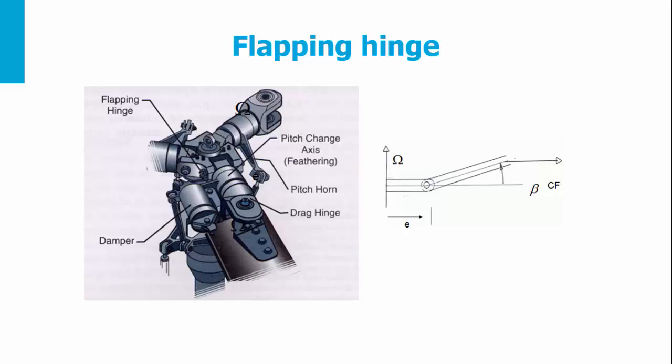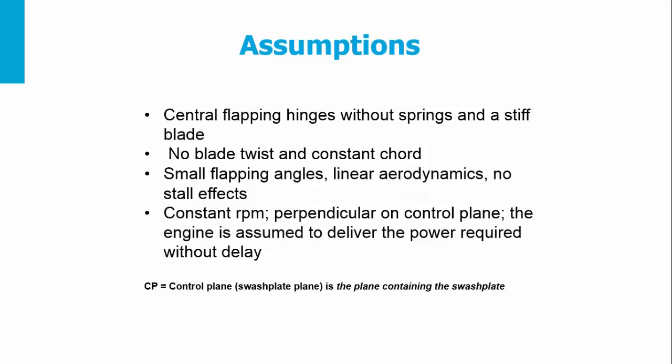We are going now to derive the flapping motion of the blade. The assumptions that we are going to make are the following. We assume that we are in forward flight. There are central flapping hinges without springs, and a stiff blade. No blade twist and a constant chord. We assume small flapping angles, linear aerodynamics and no stall effects. We assume a constant RPM. We consider that we are in a control plane.